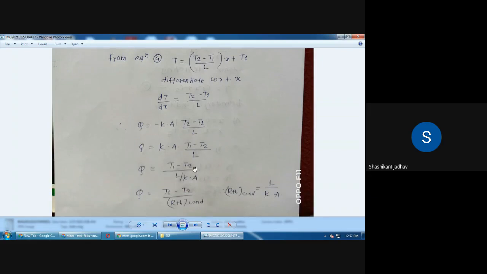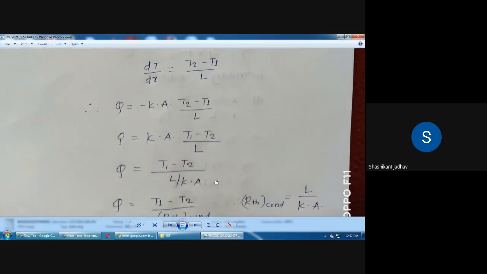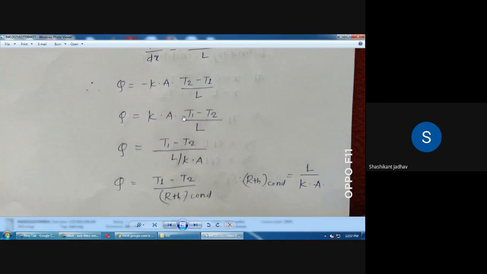So the heat transfer rate for the plane wall, what is the standard equation? That is K into A into (T1 minus T2) divided by L. So this is the standard equation to calculate the heat transfer rate through the plane wall.